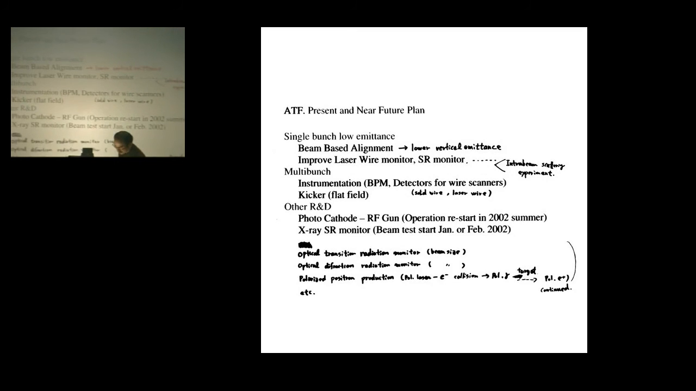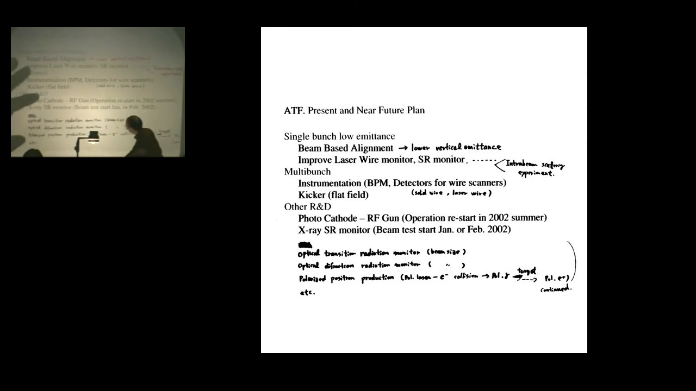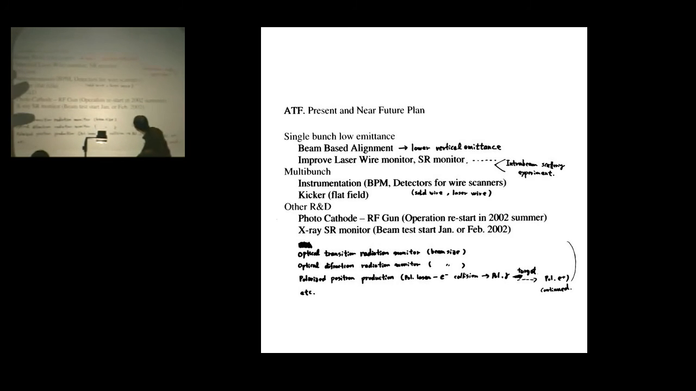So the near future plan is like this. We are now doing beam-based alignment of the magnets in the damping ring for lower vertical emittance. And we need to improve the laser wire monitor or SR monitor or some kind of beam size monitors. And I added the intrabeam scattering study here.